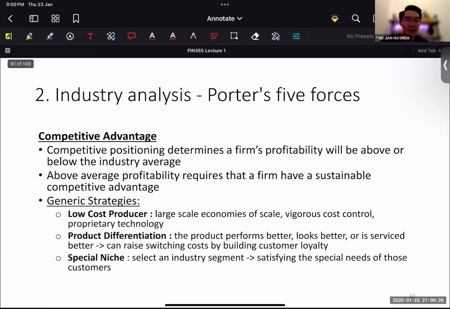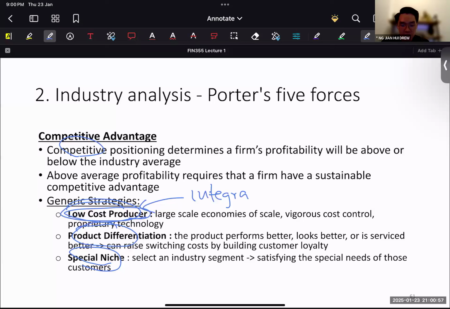Competitive advantage. I guess at the end of the day, if you are trying to sell something, what is your advantage, right? Is your advantage based on cost? Is it based on different products, or is it a very niche product, right? So it depends on where you are in terms of your competitive advantage. Whenever you think about lower cost, try to think about integration. So what does this mean?